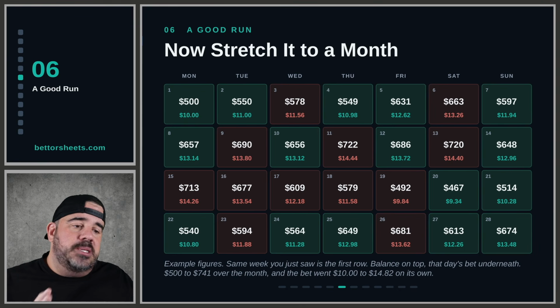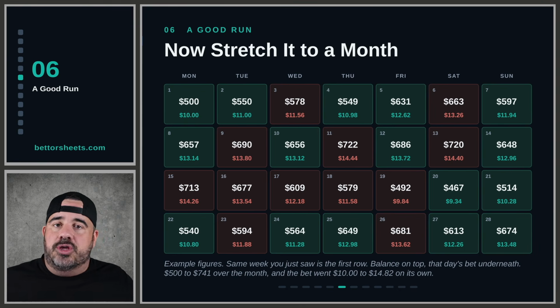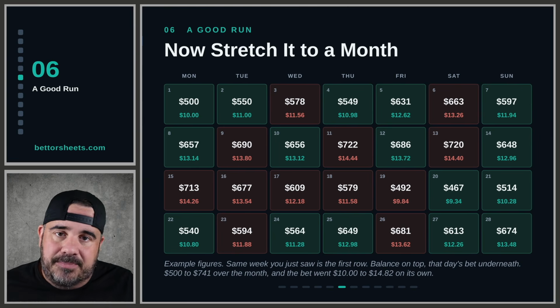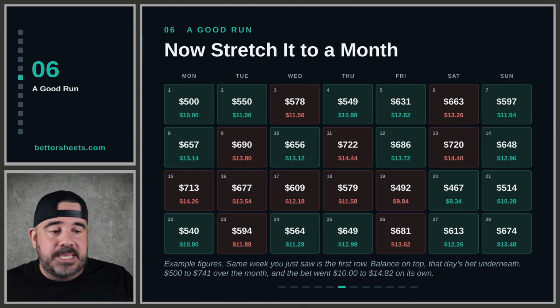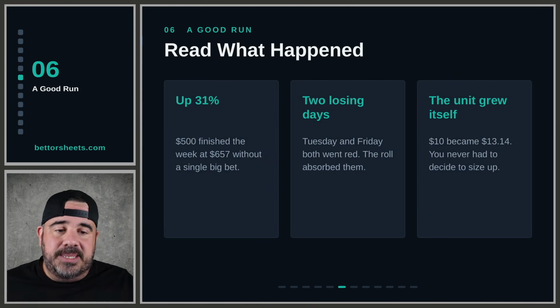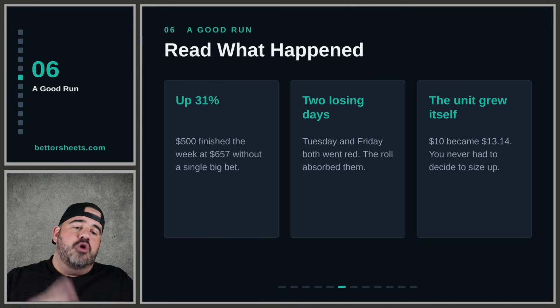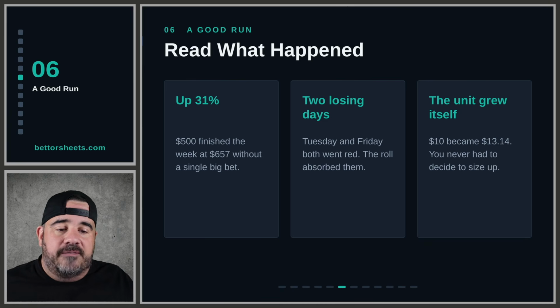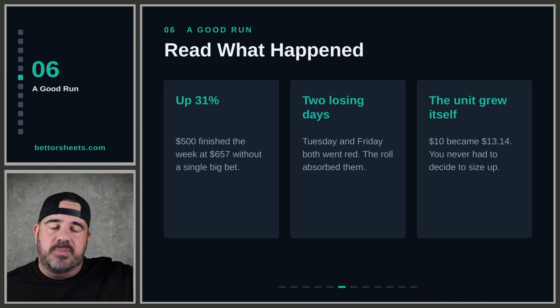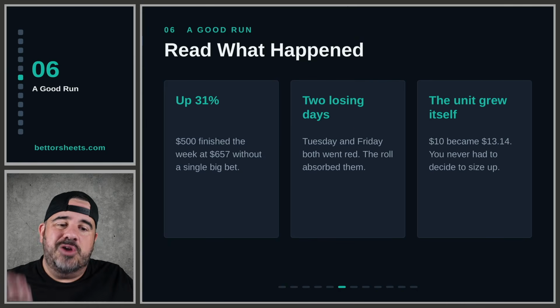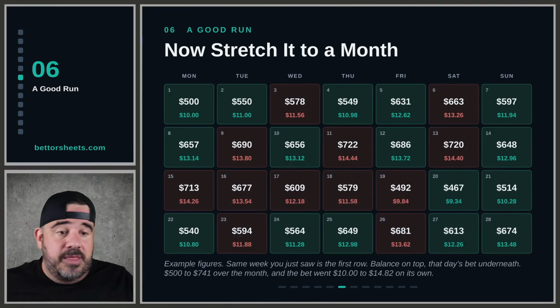And the goal isn't to get rich. The goal is to keep the damn money in your pocket, because if you're not depositing, you're already winning, because this method, you never had to deposit. Look at what happened. Let's read it. You're up 31%. $500 finished the week at 657 without a single big bet. Not a single bet of like 50 bucks, 100 bucks. You're betting 10 to $15. You're up 31% based on this right here.